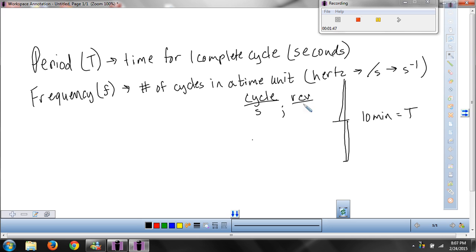Revolutions per second, revolutions per minute. Those are all frequencies. How many revolutions does it make in a minute? RPMs, a lot of us know about the RPMs of our engines on our car. That's a frequency, the number of revolutions per minute. So it's the number of cycles in a time unit. These two are related mathematically by being the inverse of each other.